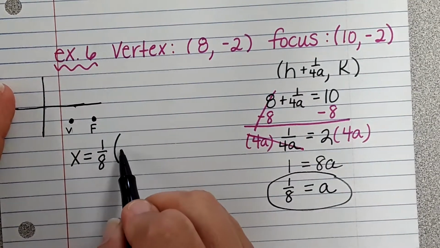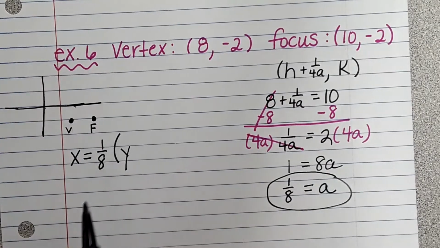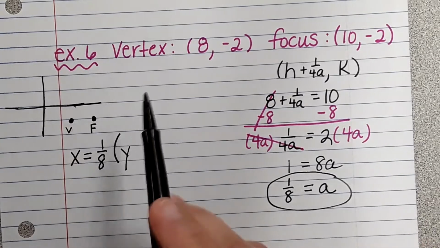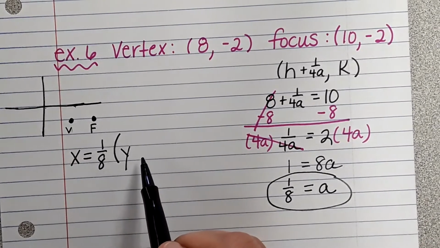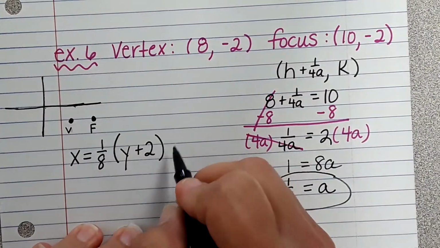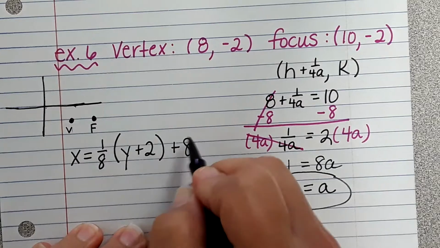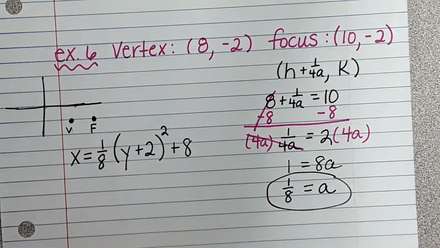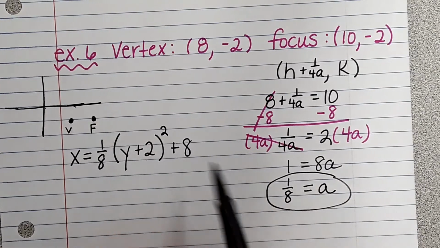And instead of x in here, it's going to be y. And then remember, it's our k that goes in there. So is this going to be +2 or -2? +2. And then it would be +8. Oh, and don't forget the square. Just remember when it opens left or right, the vertex actually gets switched. K goes inside the parentheses, H goes on the outside.